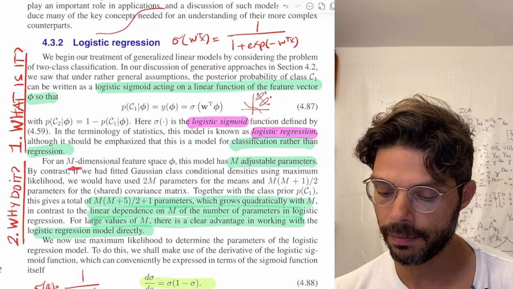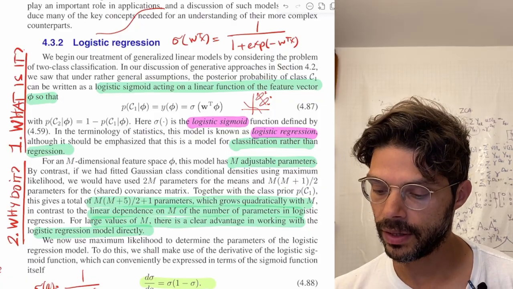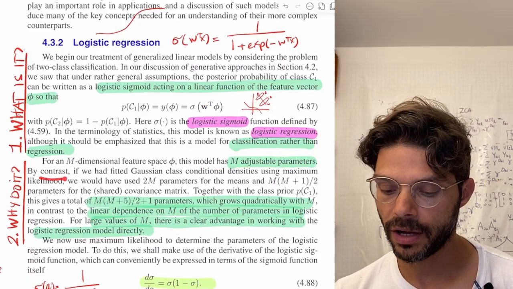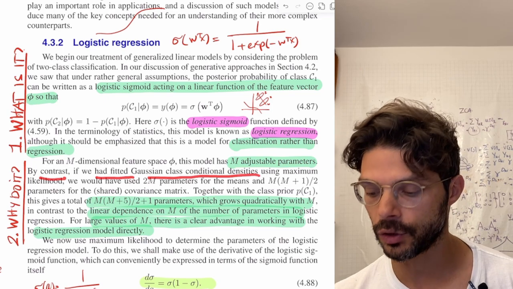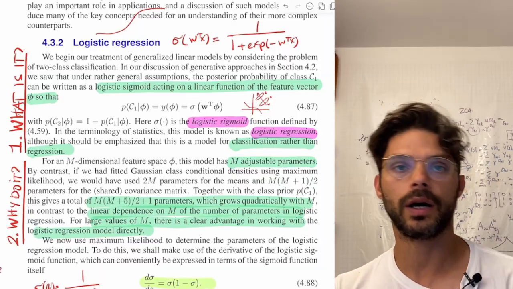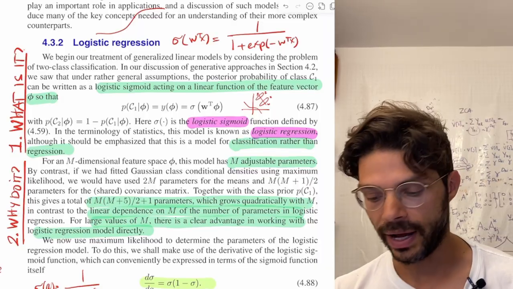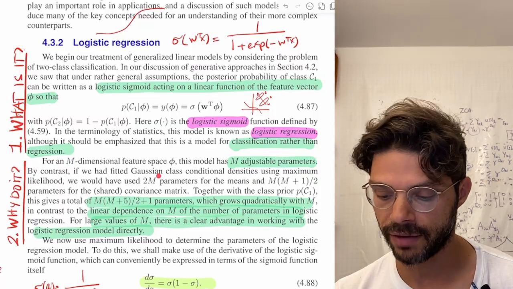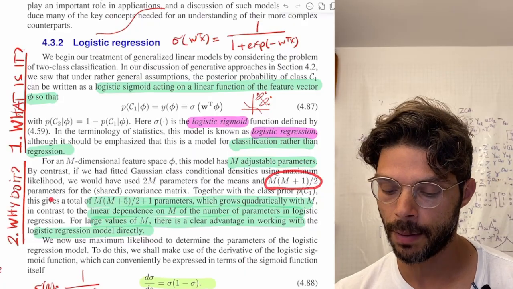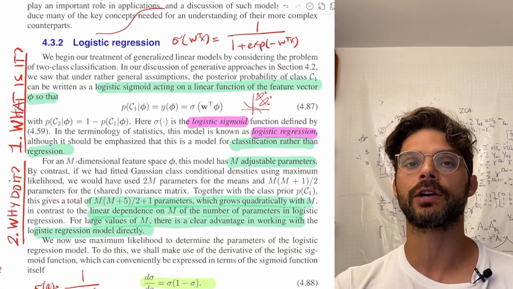So he says, look, for an m-dimensional feature space, where m is the number of features you have, this model has m adjustable parameters. Those are just the elements of W. By contrast, if we had fitted Gaussian class conditional densities using maximum likelihood, so if we first tried to say, okay, what are the clusters, what are the covariances, even the common covariance? Well, we would have 2m parameters for the means, because the means are different. And then we have m times (m plus 1) over 2 parameters for the shared covariance matrix. So even in that setting, we have something that's growing quadratically in m.